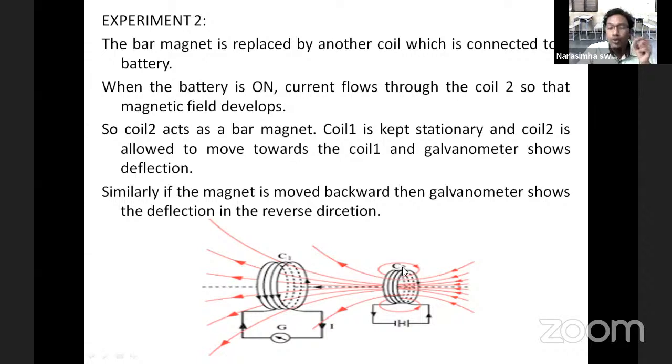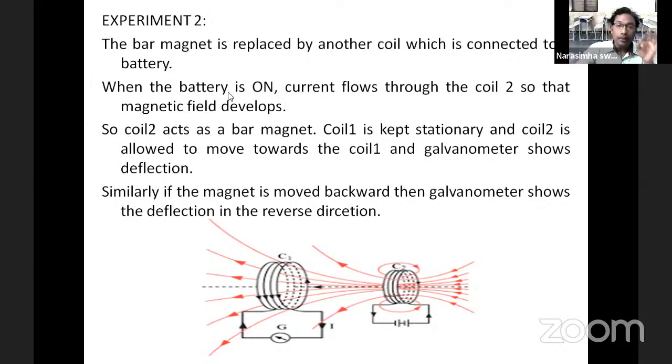Simply, this coil too behaves as a magnet. So that's why we replaced the magnet with the coil. This is the first point. The bar magnet is replaced by another coil which is connected to the battery. The first coil, coil 1, C1, is as it is, connected to the galvanometer and kept stationary. Now we are taking another coil, coil 2, which is connected to the battery. Due to that battery, the current flows through, and perpendicular to that, the magnetic field will be generated.